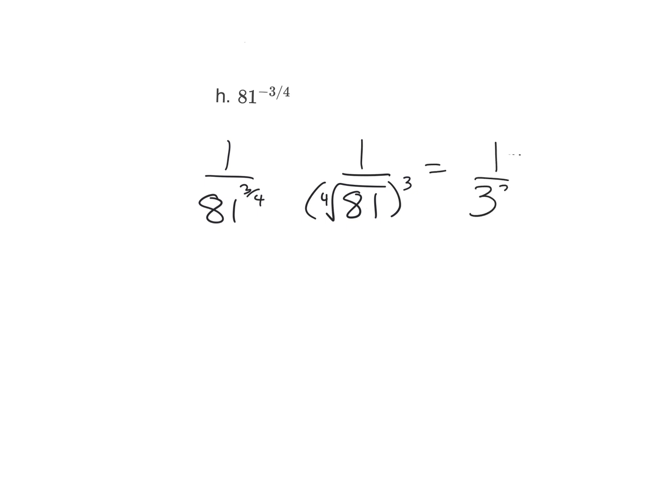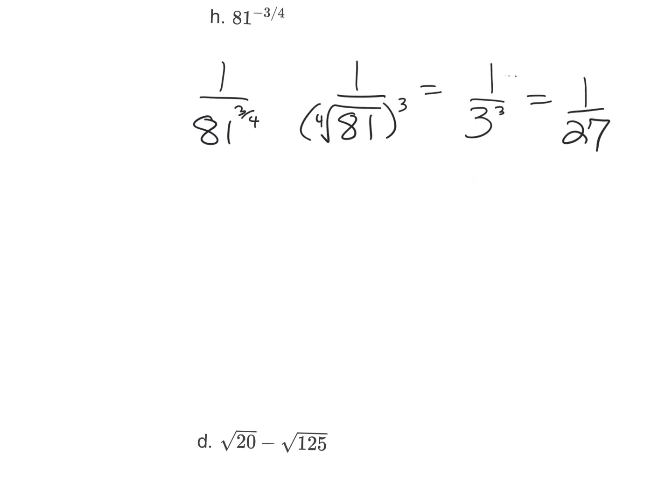Okay, so for H, notice the negative exponent. So this tells me it's going to become a fraction. So I'm going to move the whole thing underneath the 1, make the exponent positive. Remember, the denominator is the root. The numerator of the exponent is the power. So it's going to become the 4th root of 81, and then I'm going to cube it. So the 4th root of 81 is 3, and then 3 to the 3rd power is 27, so 1 over 27.